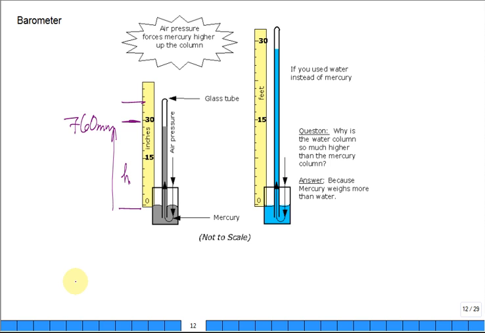So if you take that height, measure it, and multiply by rho of the fluid in this column times g, that will give you the atmospheric pressure, the pressure that's pushing down on the surface right there. That's how a barometer works. Thumbs up if you agree.